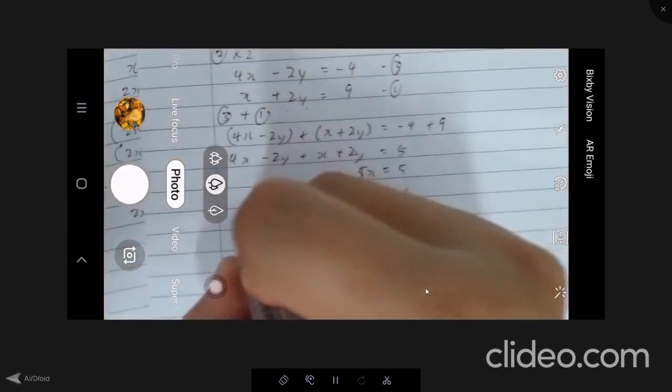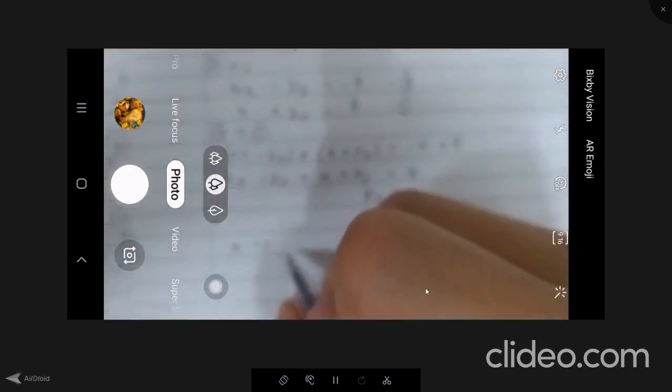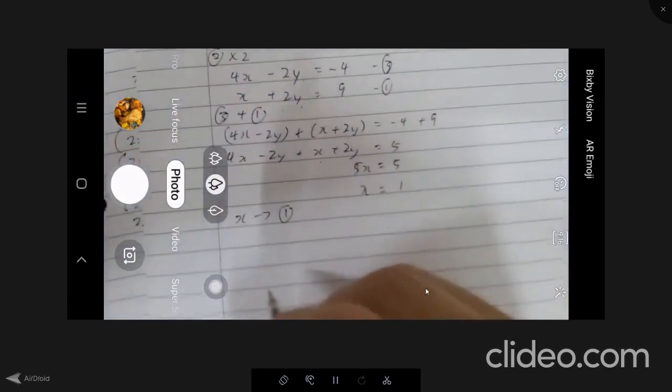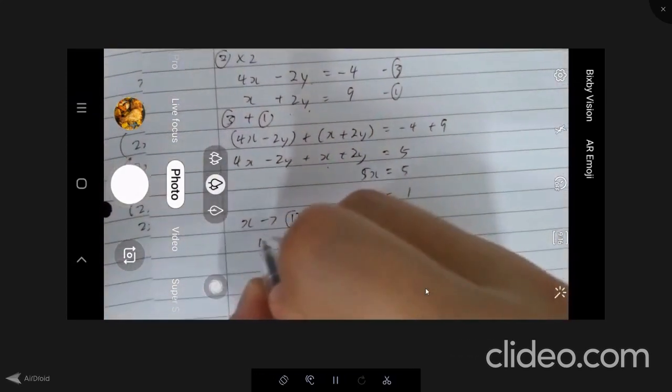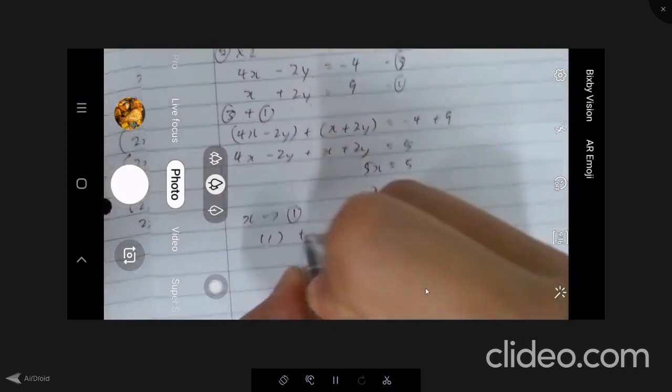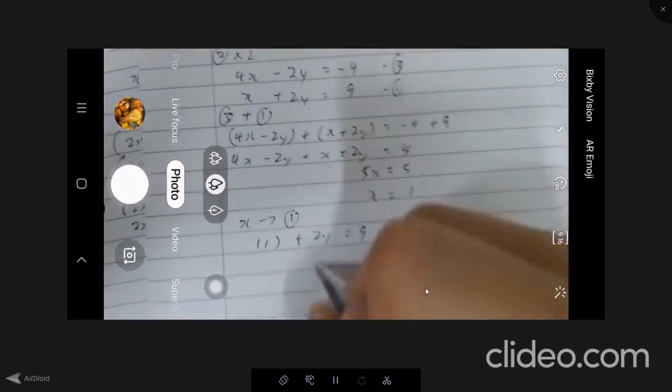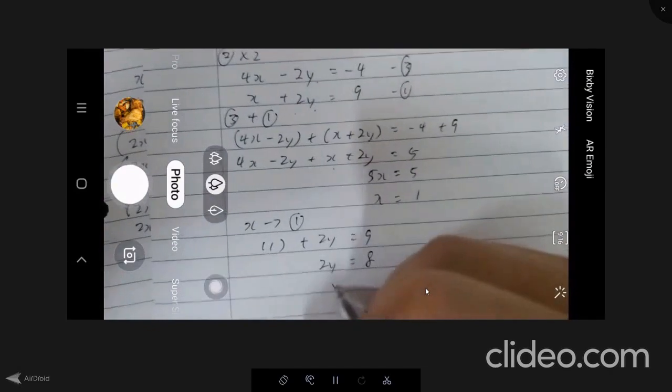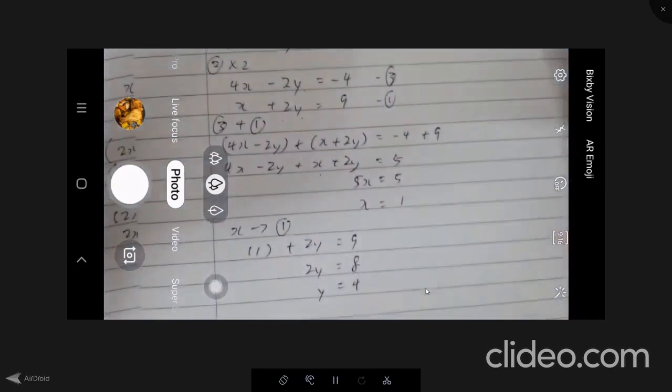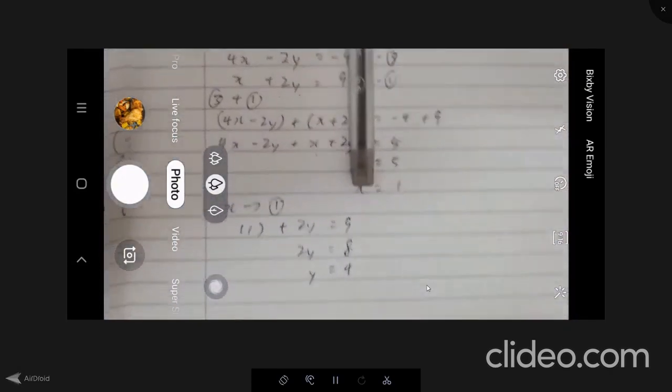And then same thing, you put x into equation 1, so you get 1 plus 2y equals 9, 2y equals 8, y equals 4. All right, okay, thank you.